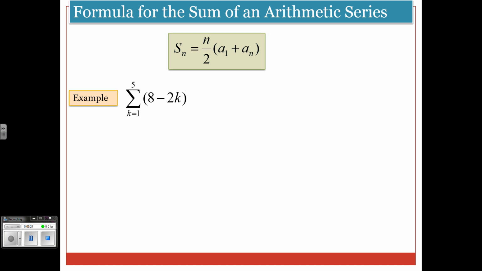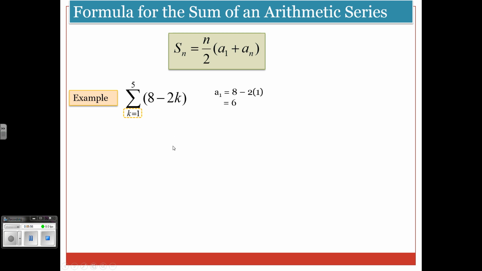Things that we need to look for. We need to know what n is, and we need to know what the first term is, and we need to know what the last term is. That's what a sub n represents in this formula. Remember from that previous example that I showed you, it's first plus last. So when I have a series written in sigma notation, figuring out the first term is pretty easy. I just take whatever value they're telling me to start with for k, and I plug that in.